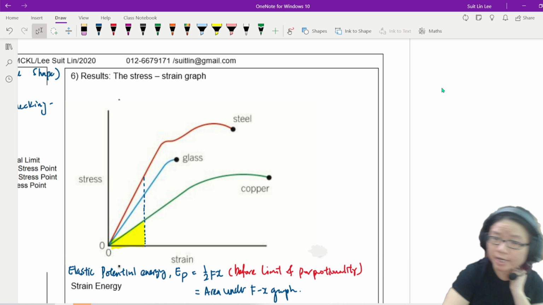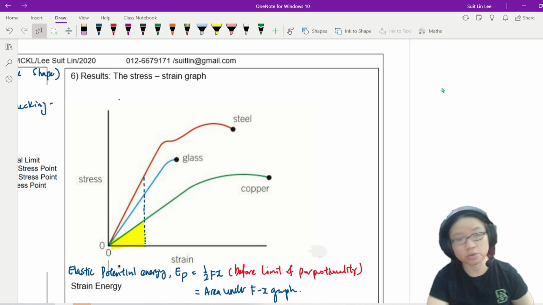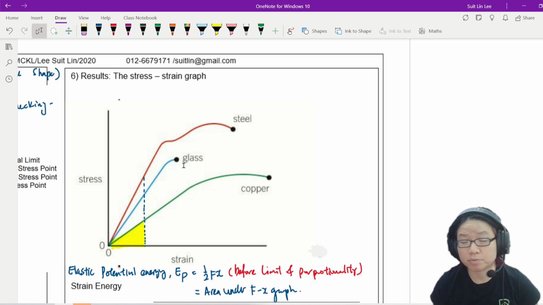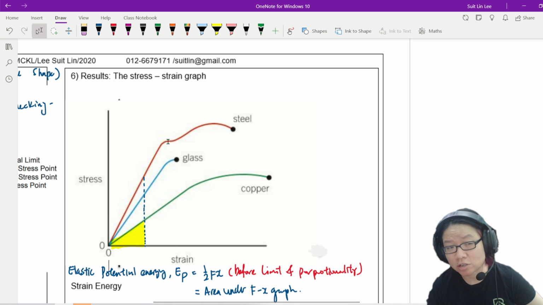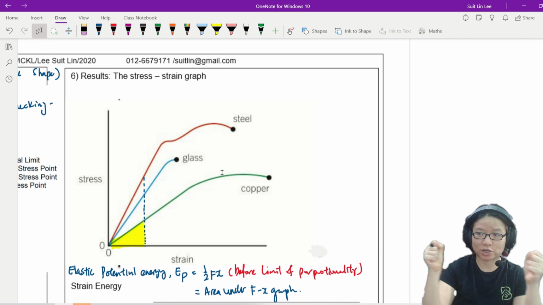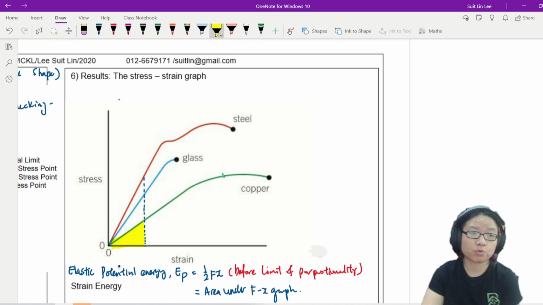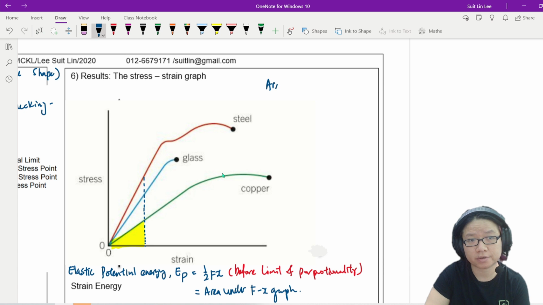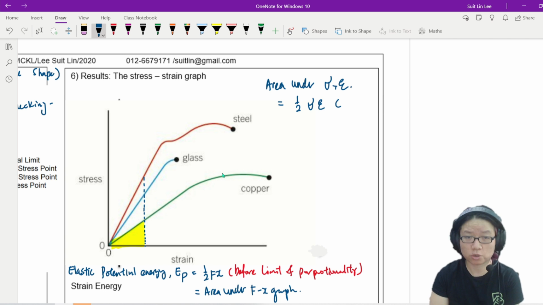What you see here beside me are the stress-strain graphs of different materials. You will see that glass is fairly brittle. It doesn't deform plastically a lot. It just breaks. Whereas copper and steel, because they are metals, will reach a point where you can see the stretching. If you want to know the area under the graph, the area under the stress-strain graph is equal to half stress times strain if Hooke's law is still obeyed. So this is if the limit of proportionality is not exceeded.